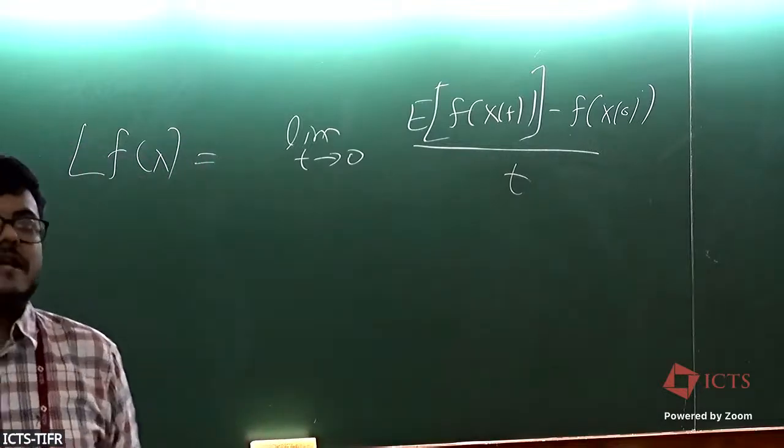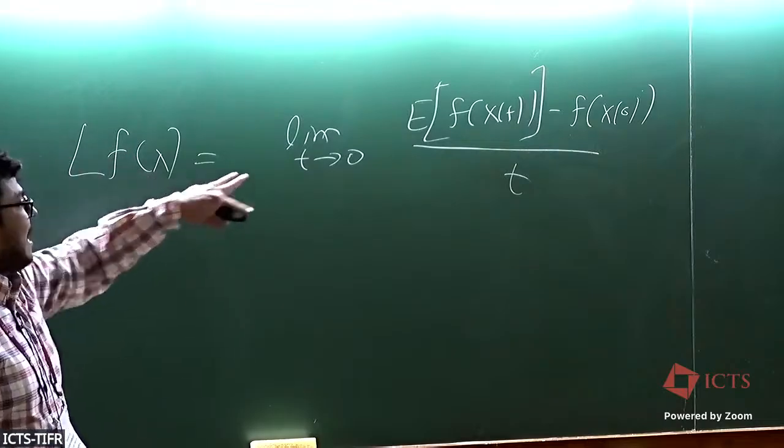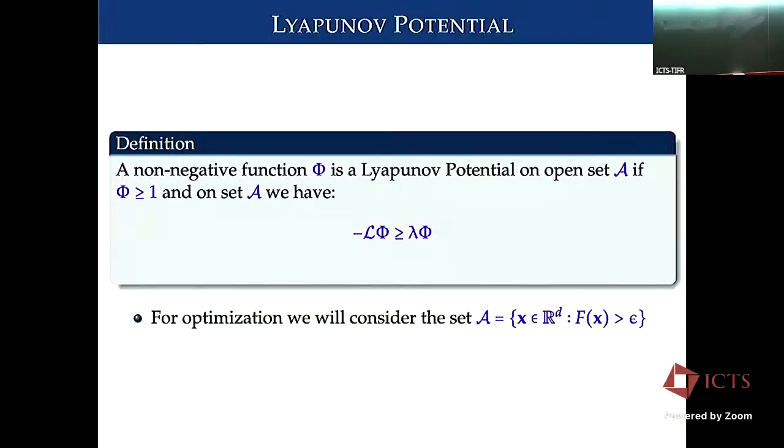No, x is not random. I'm defining this operator, so L of f on a particular x is defined this way. For a Lyapunov potential with respect to a set A, it's a valid Lyapunov potential if phi is greater than or equal to 1 and minus the generator is larger than lambda times phi.